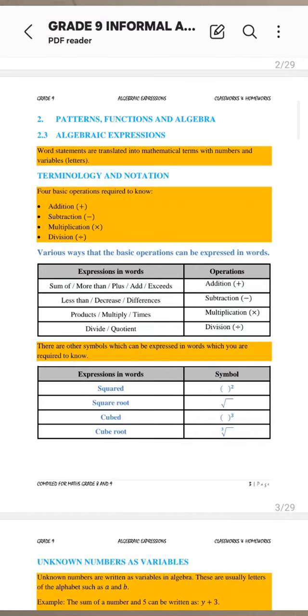Then there's squared, square root, cubed, and cube root. And then there's twice, double, three times, thrice. Twice means two times, double means two times, thrice means three times, and so it goes. So you guys need to be familiar with the language that we use in English so that you can be able to write down algebraic expressions.